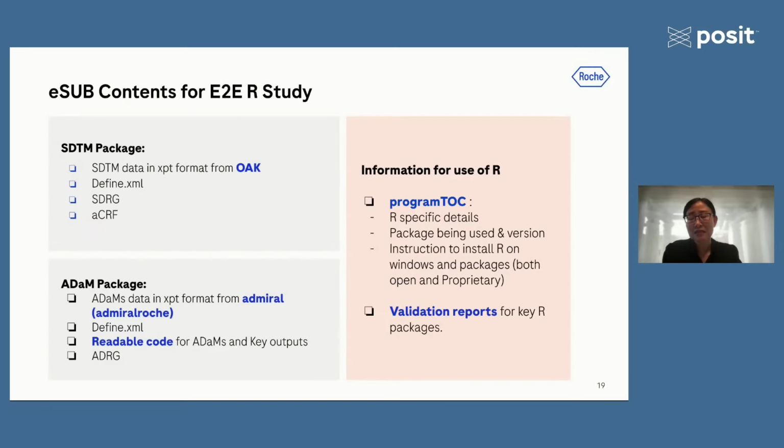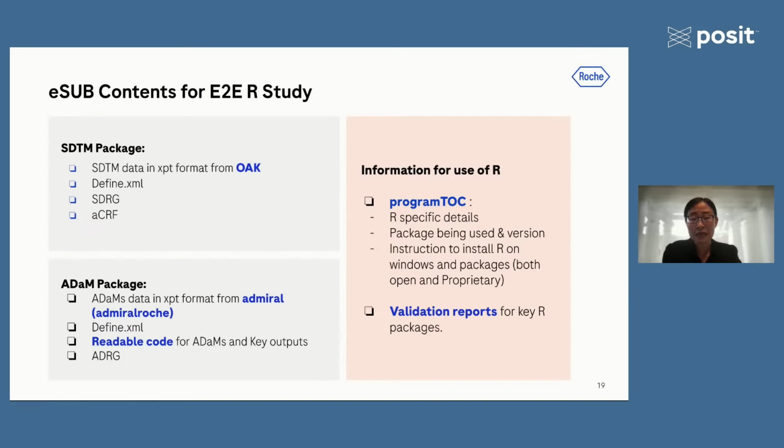Then for the analysis dataset package, the ADaM datasets are also generated into XPT format, but written from Admiral Roche, which is currently a proprietary package. So in this way, the readable code for the ADaM datasets will be written in Admiral Roche, but the readable code for the outputs, like the tables, listings, or graphs, is based on the open source package of Tern, so that the end users can easily install and replicate our results.